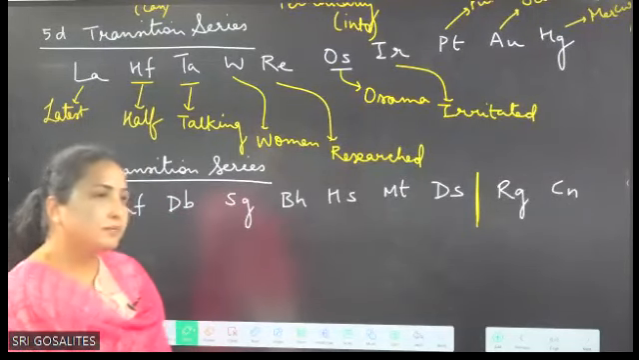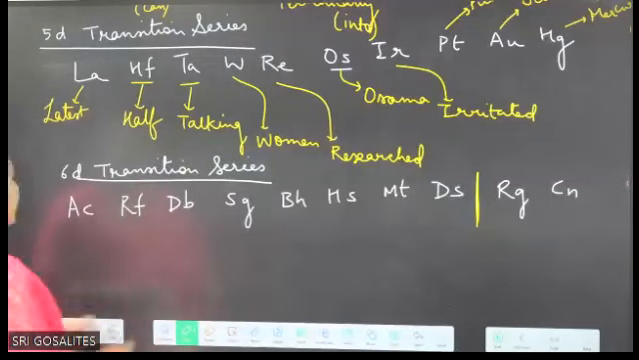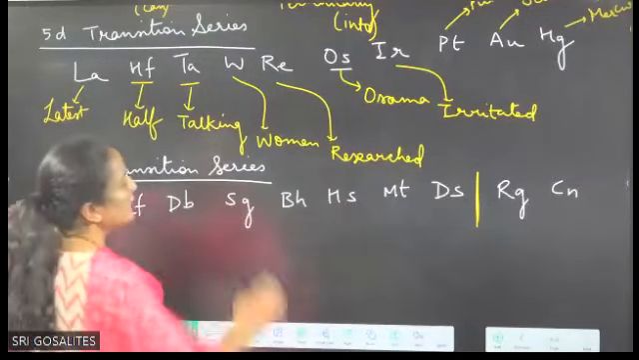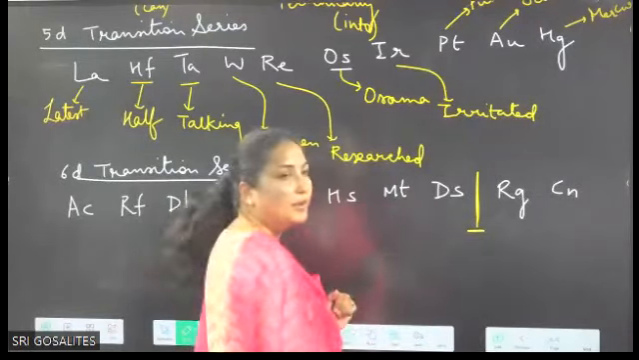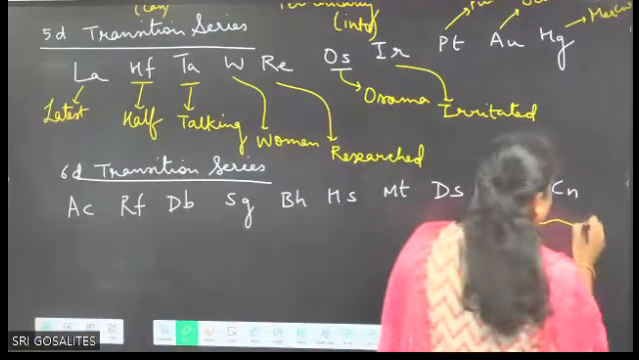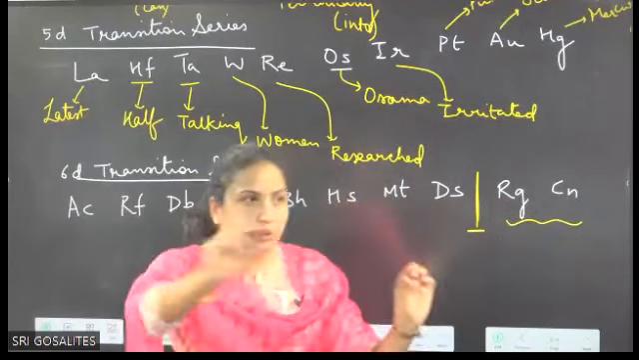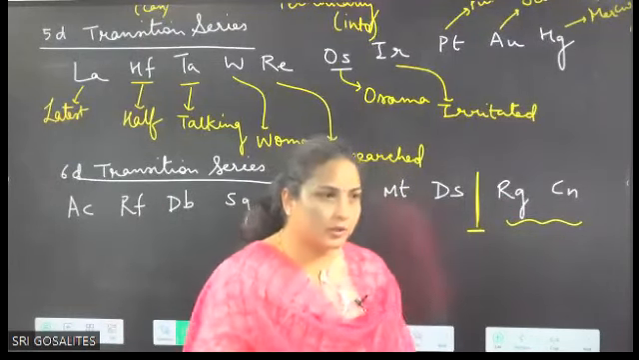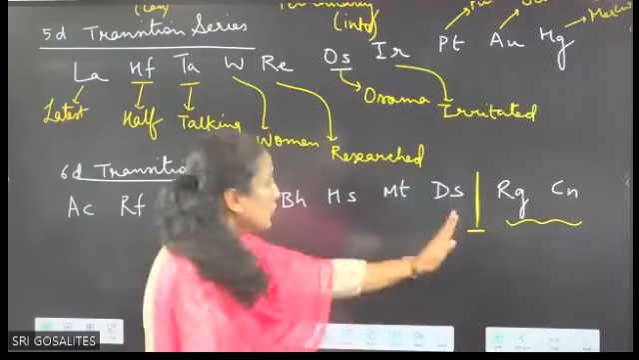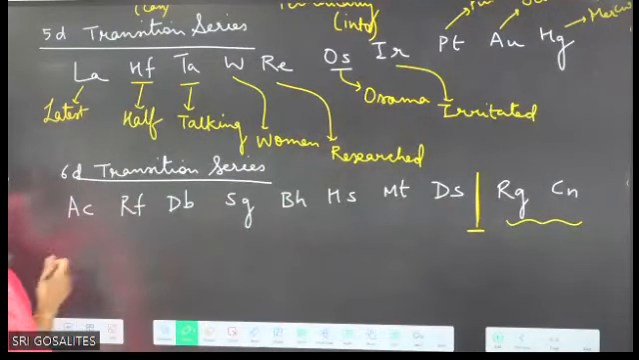Now, here for the 6D transition series, in fact, I have divided it. You are able to see I have put a bar here, right? After these elements, there are again new elements, but they are not part of the 6D transition series. So basically up to this I'll tell you, and then you can have the continuation.